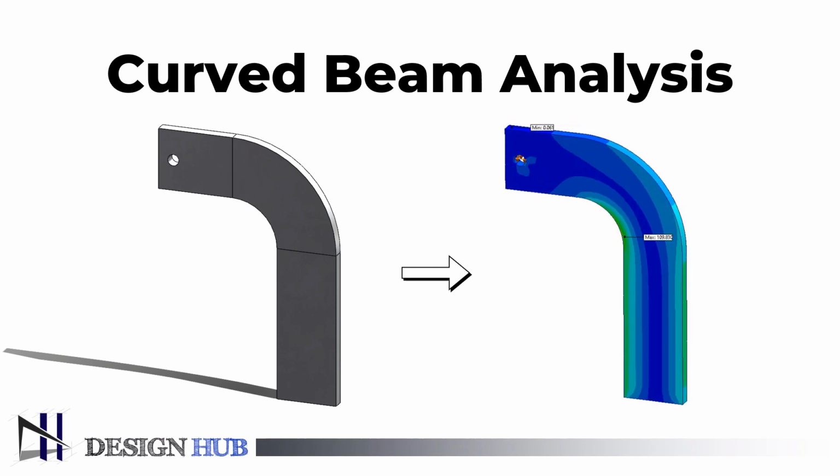In this video, we will do a curved beam analysis and learn about the von Mises failure criterion. First, let's see the problem statement and make the required assumption for the study.